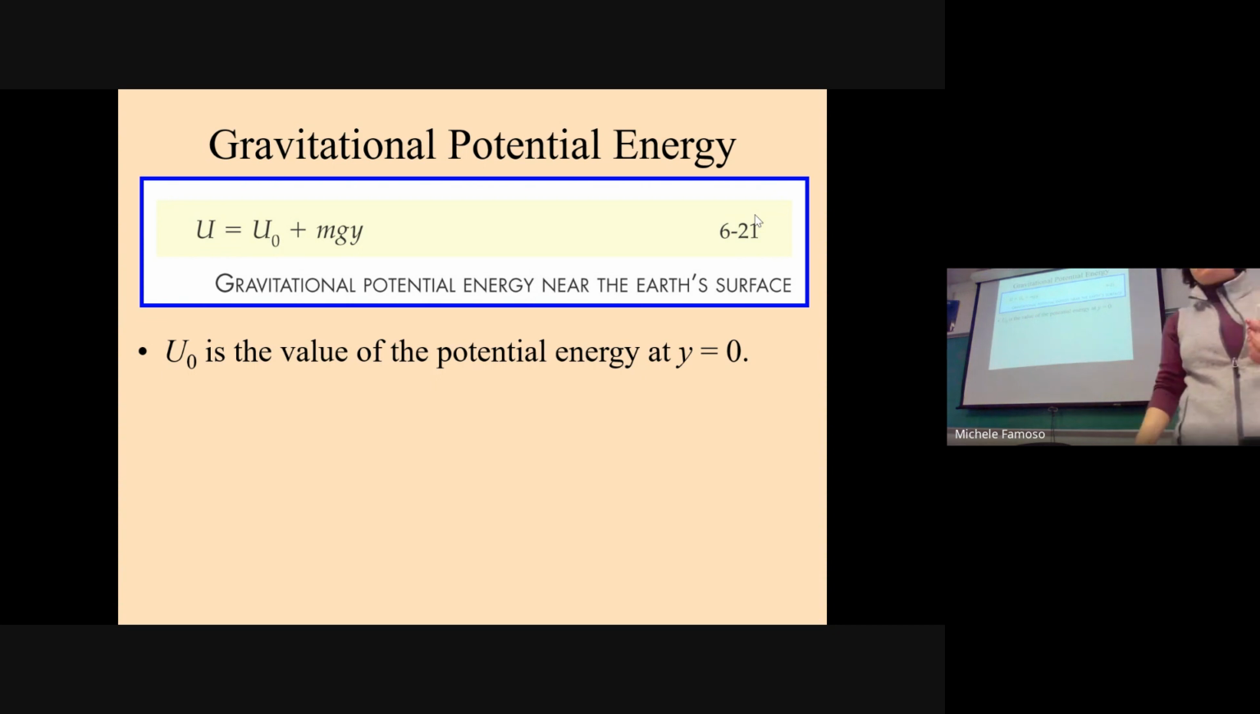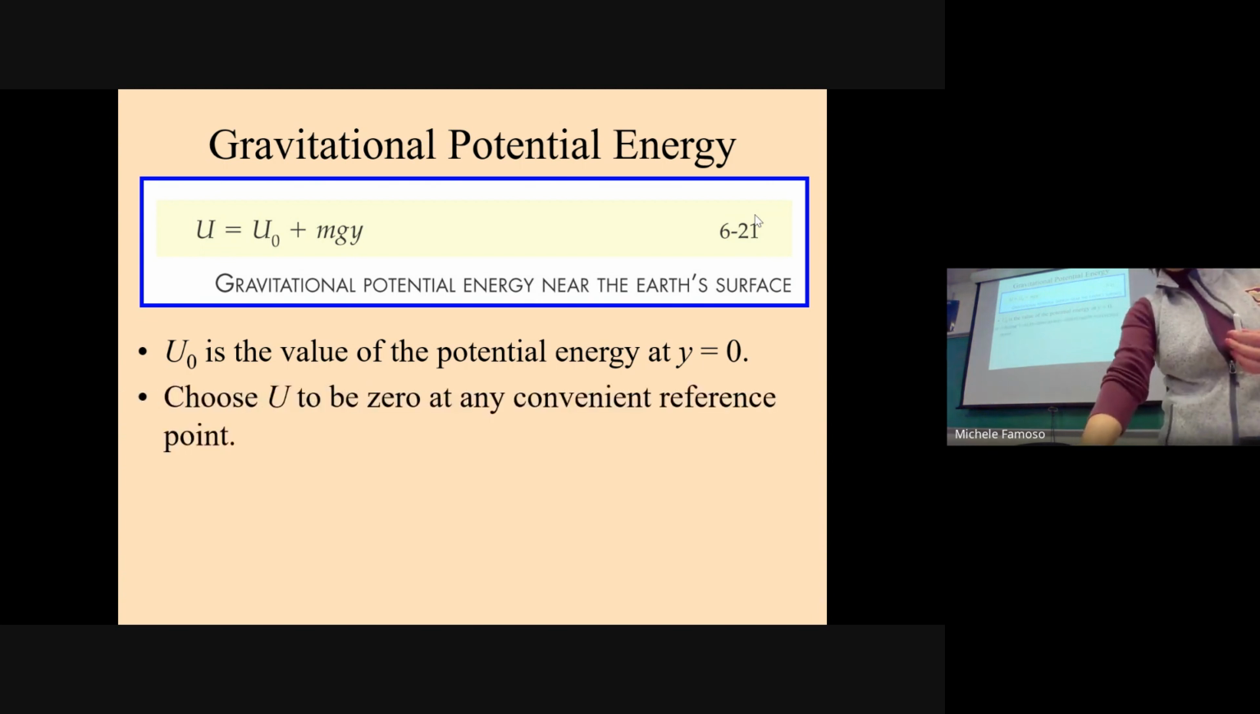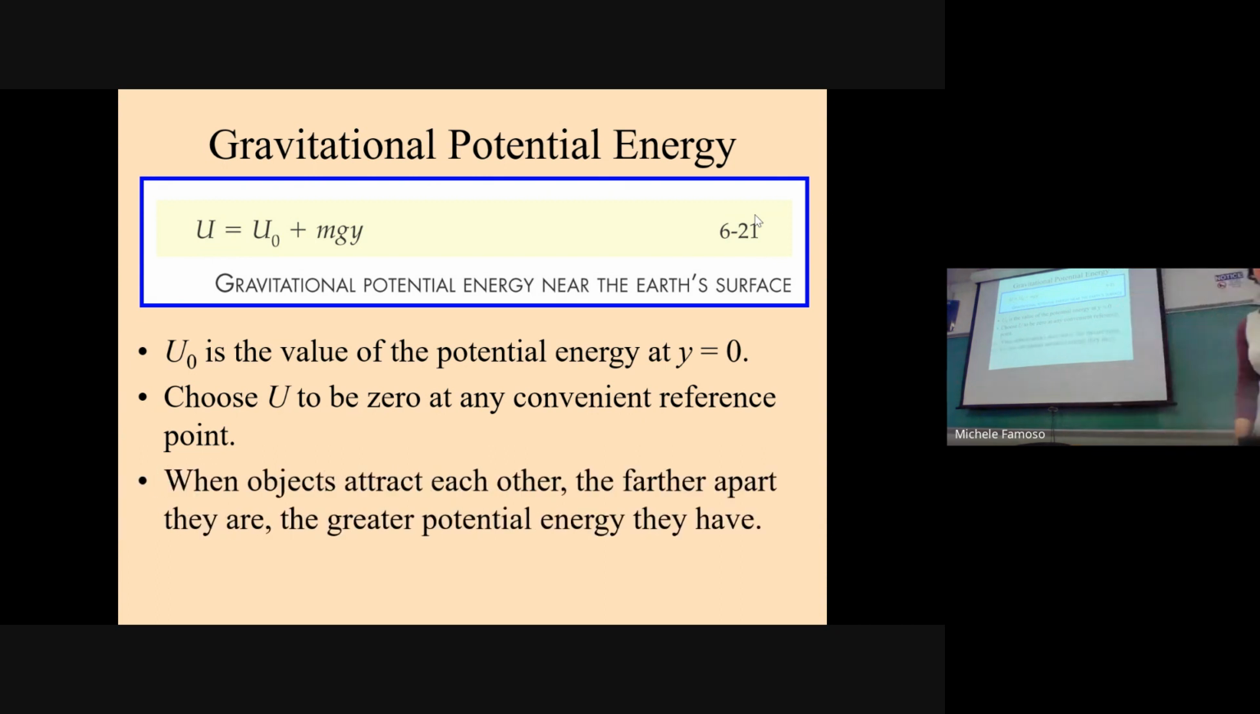It's your reference energy. Figure out what your reference level is. Usually it's most convenient to say that U0 is 0 at the lowest point in the question. Consider that to be where there is no potential energy. It doesn't have to be the ground, because these are relative amounts. Choose U to be 0 at any convenient reference point, the lowest point in the problem. That's my hint to you: always use the lowest point in the problem as your reference point. And keep in mind that when objects attract each other, the further apart, the more potential energy they have.